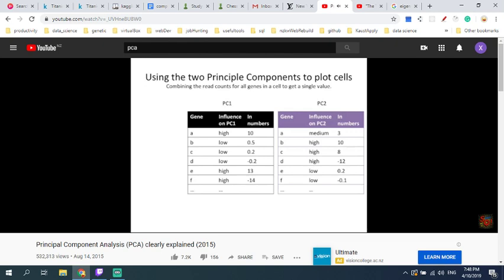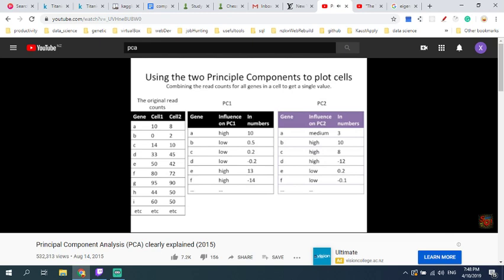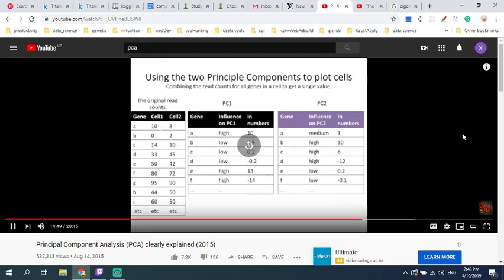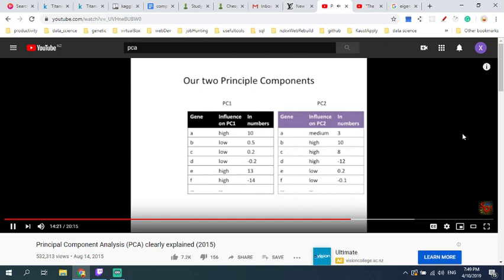Now that we have these 2 tables for the first 2 principal components, we can use them to plot cells and not just genes. We do that by combining the read counts for all genes in a cell to get a single value. Here's how to do that. First, we return to the original read counts for each cell. We can then calculate a score for cell 1 by taking the read counts and using them with the scores for genes on the principal components.